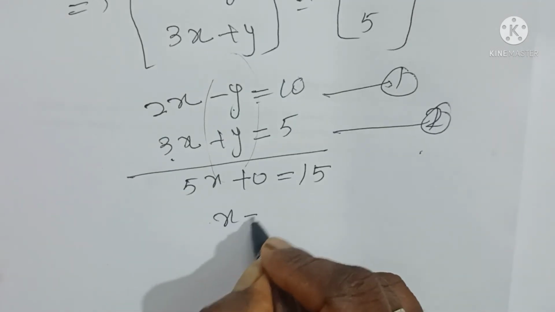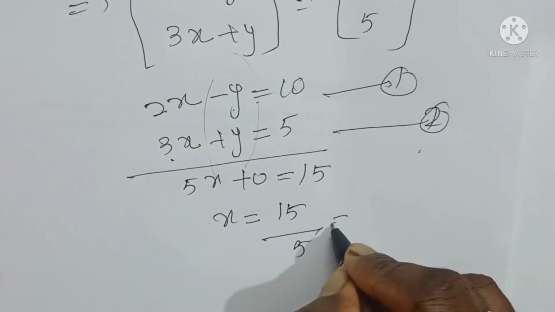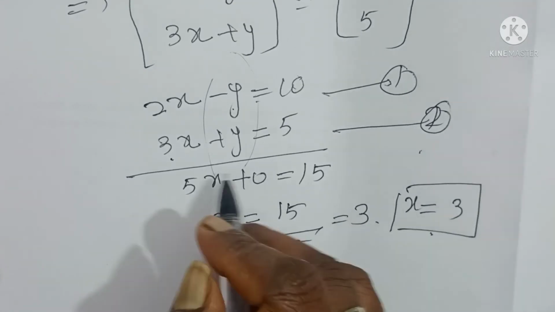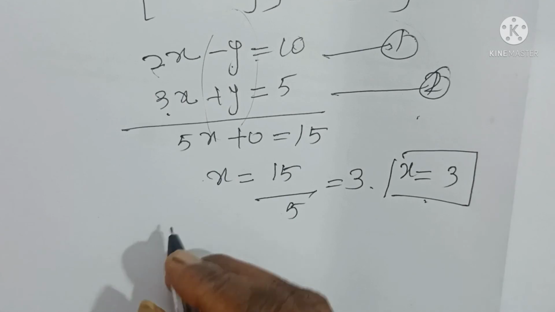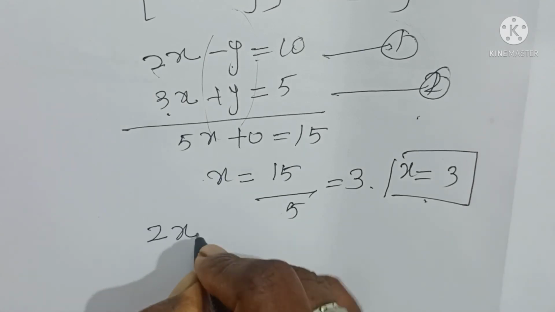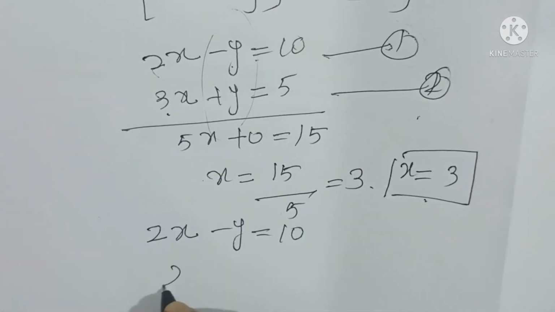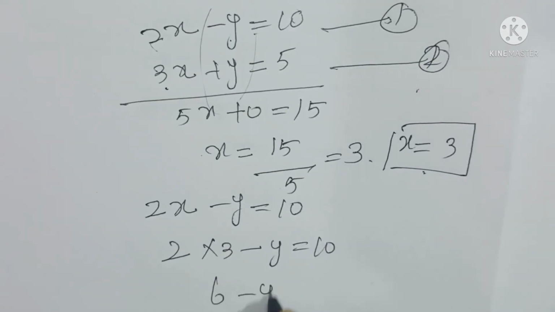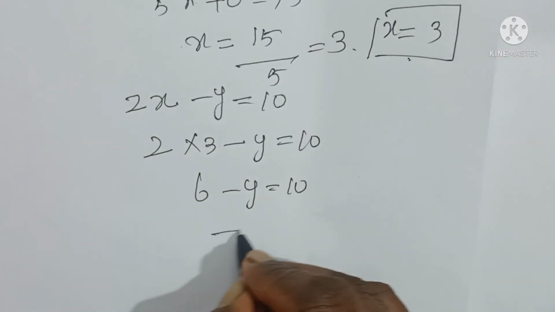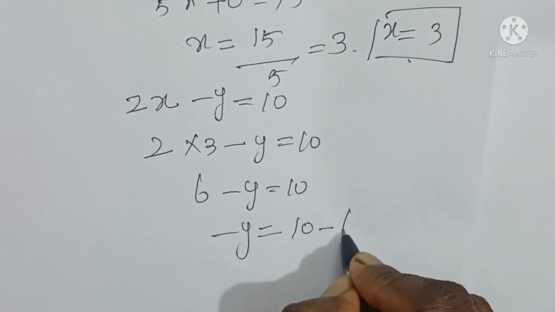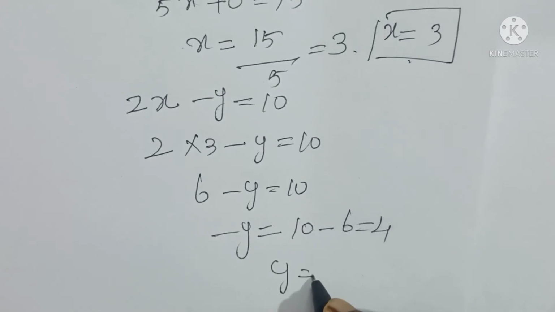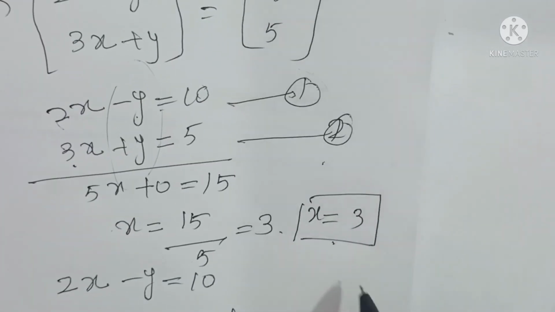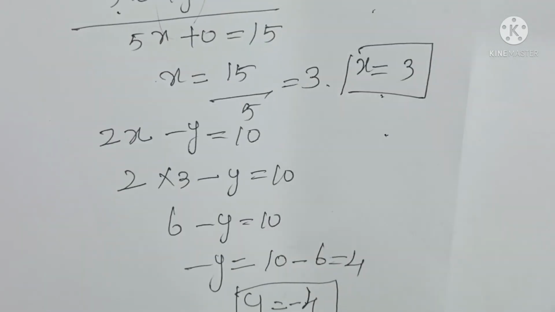So what is the value of x? 15 by 5, which is equal to 3. So you found the value of x. Then substitute the value 3 into any one of these equations. I am taking the first equation. 2x minus y is equal to 10. So 2 into 3 minus y is equal to 10. So 6 minus y is equal to 10. Therefore what is the value of y? 10 minus 6 equal to 4. So the value of y is minus 4. So x is equal to 3 and y is equal to minus 4.